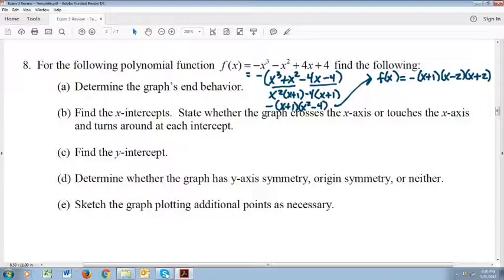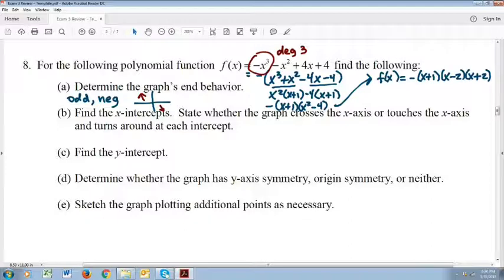And so we're going to have 3 zeros. I guess we'll get to that in a sec. We've got a leading term that has a degree of 3, and so that's going to be the degree of this polynomial. And we have a negative out front, so we're odd and negative. And so our end behavior is going to be reverse John Travolta.